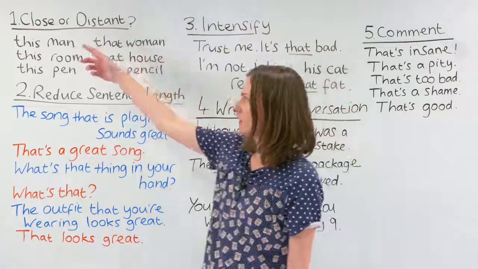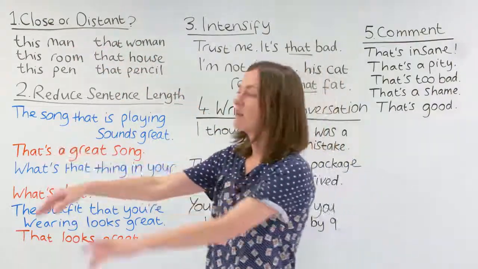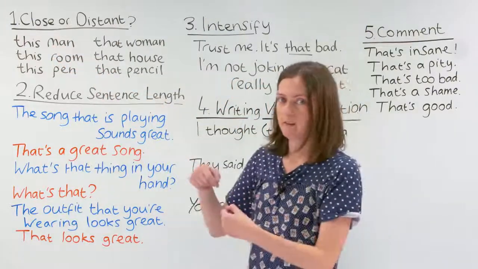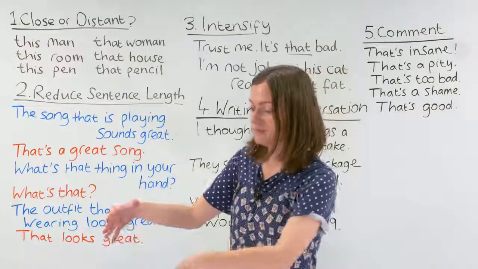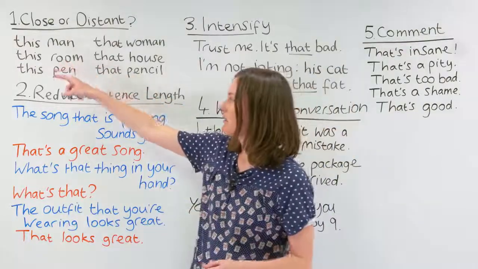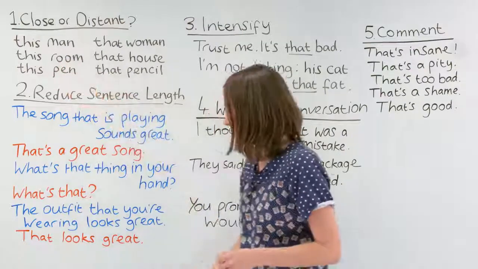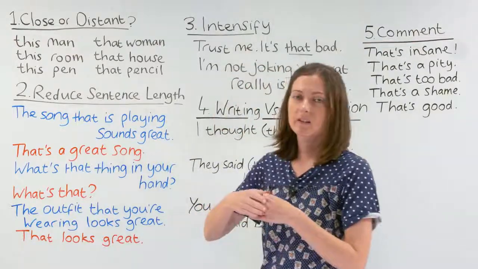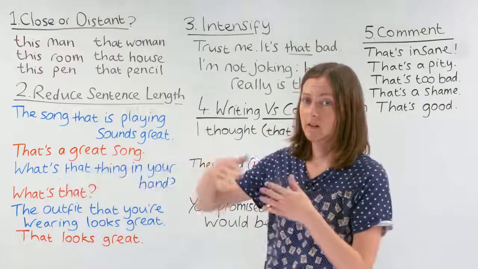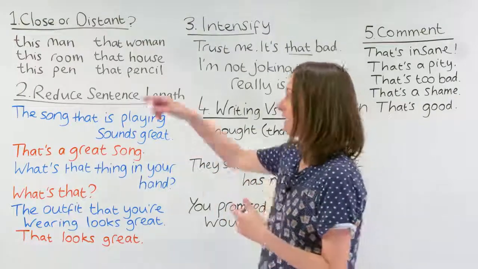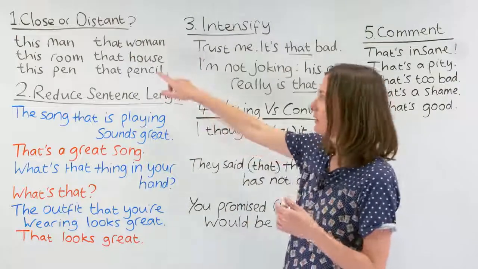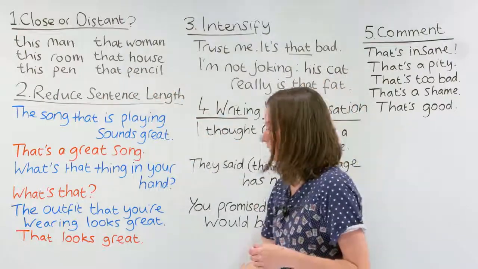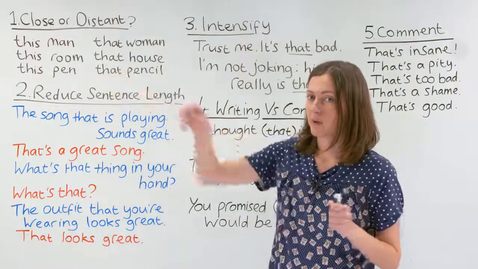First use is something close or distant. When something is close, we can say "this." This is a pointing word. It means close to me. This man, this room, this pen. This pen is close to me. But when something is further away, I can show that in language by saying that woman, that house, that pencil. This pen, that pencil, more far away.